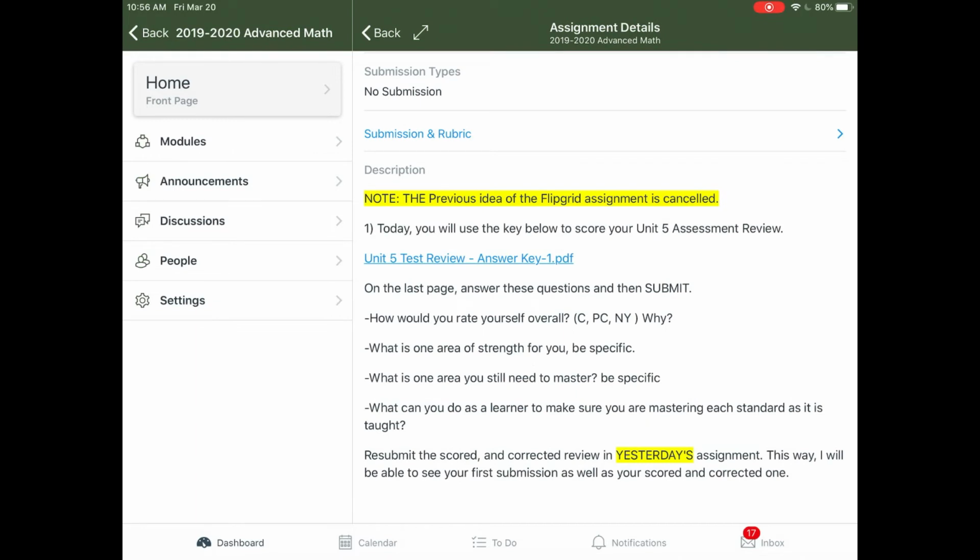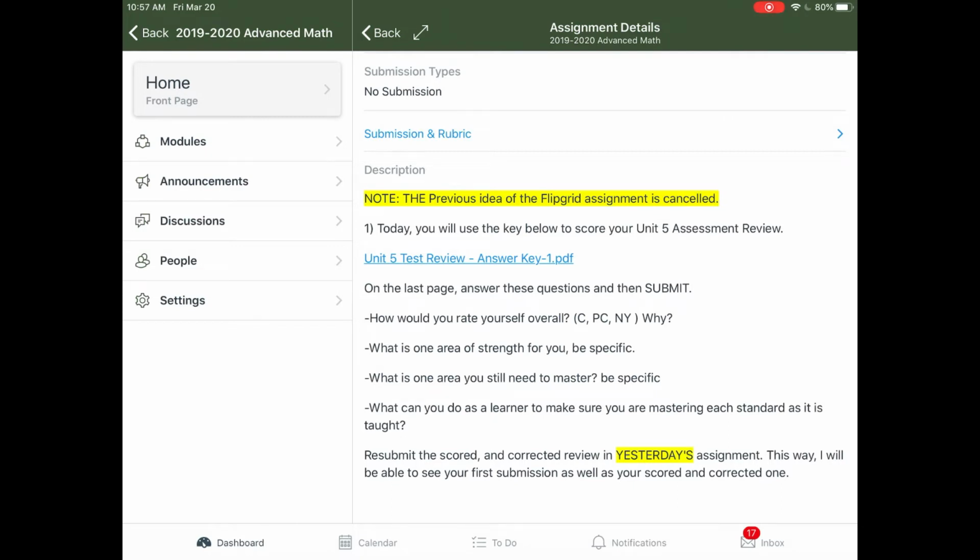One thing I wanted to note is I did have them reflect after they did the Unit 5 review, and then they were able to look at the key and answer these 4 questions at the bottom of the review. How would you rate yourself overall? What is an area of strength, an area you still need to master, and what can you do as a learner to make sure you're mastering as it's taught? I did notice today as I was going through, many forgot to do the reflection, so I went ahead and gave them feedback.